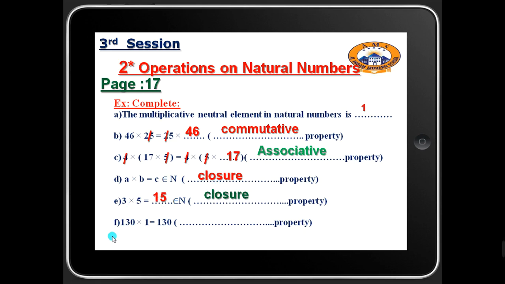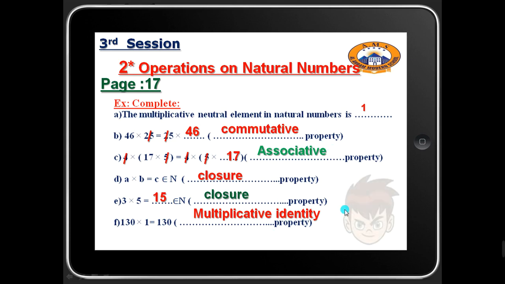The last one here, 130 times 1 gives me 130. The value doesn't change when I multiply by 1. So we call this, yes, the multiplicative identity, or I can call it the multiplicative neutral element.